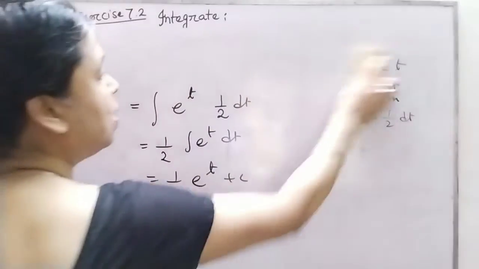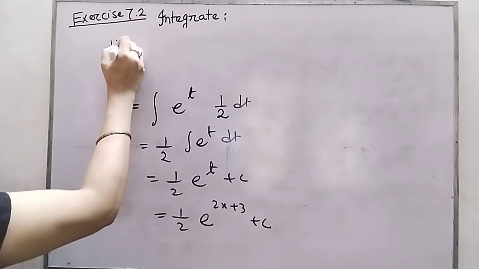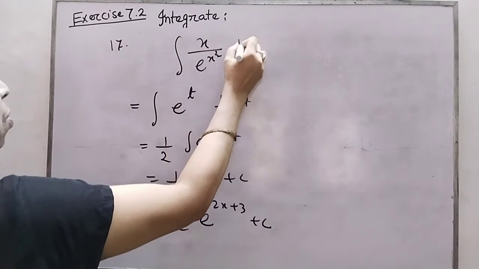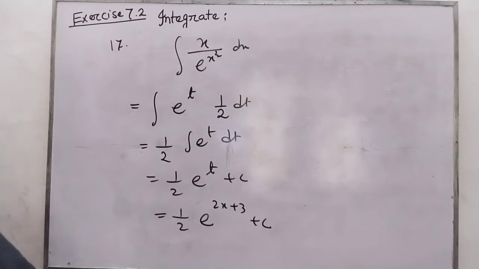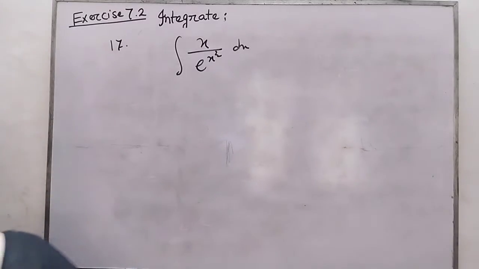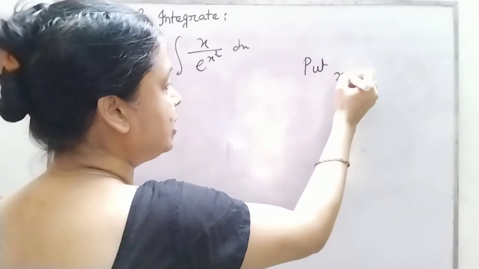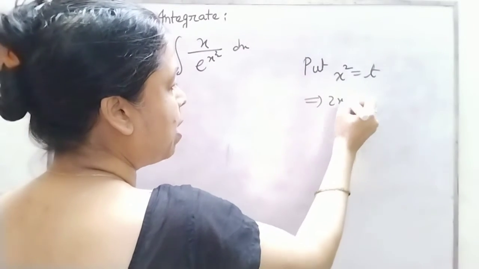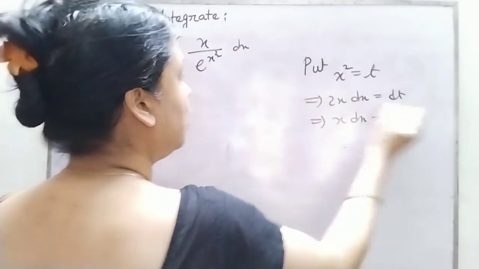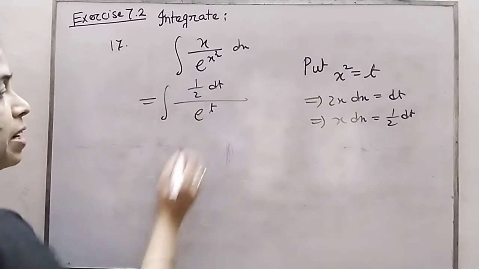Now let us go to question number 17. Your question number 17 is integration of e to the power x divided by e to the power x square into dx. So here also, hope you understand what substitution you have to make use of. Yes, you have to use the substitution of x square, because the derivative of the square is x, present in the integrand, that is twice x dx equal to dt. So x dx is equal to half of dt. Put it here in the numerator, half of dt, and it is equal to e to the power t.